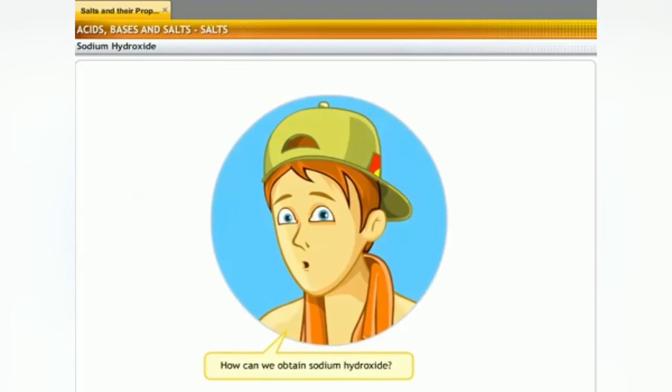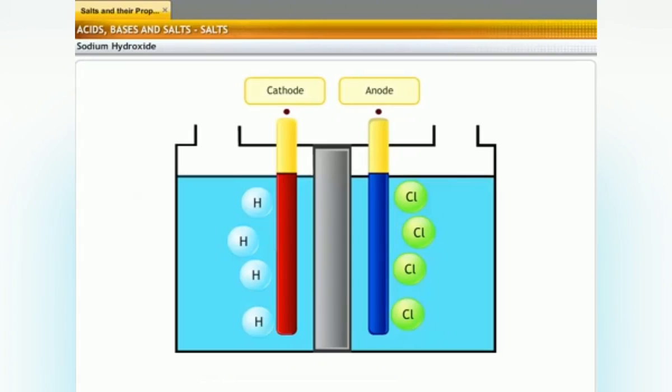How can we obtain sodium hydroxide? Sodium hydroxide is produced by the electrolysis of aqueous solution of sodium chloride called brine. The electrolysis of brine is called the chlor-alkali process, since the products formed are chlorine and an alkali. In the process of electrolysis of brine, hydrogen is collected at the cathode and chlorine at the anode.